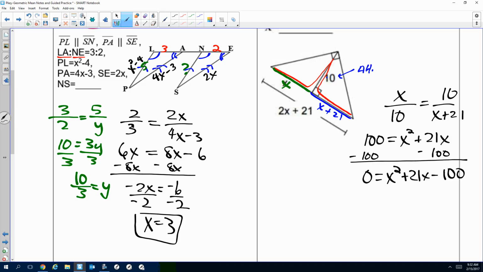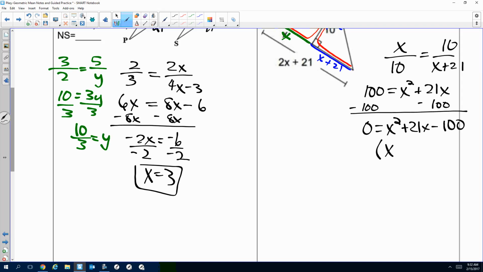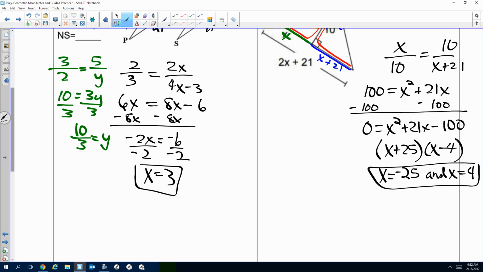All right, so we have x squared plus 21x minus 100. We need factors. x plus 25 and x minus 4. Good. So our values of x are negative 25 and positive 4. Negative 25 and positive 4. Questions on that?